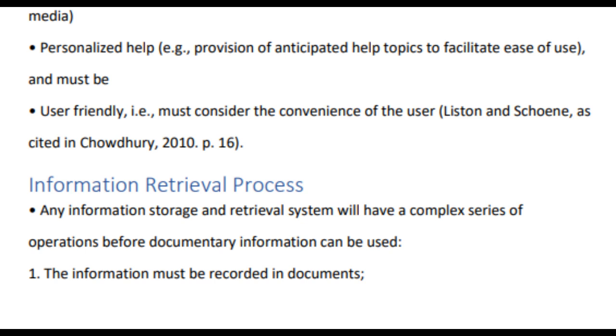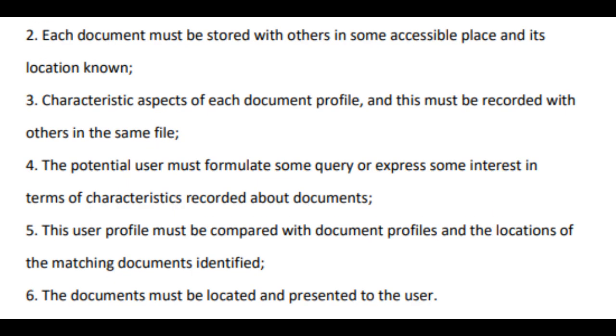Information retrieval process. Any information storage and retrieval system will have a complex series of operations before documentary information can be used. 1. The information must be recorded in documents. 2. Each document must be stored with others in some accessible place and its location known. 3. Characteristic aspects of each document profile must be recorded with others in the same file.